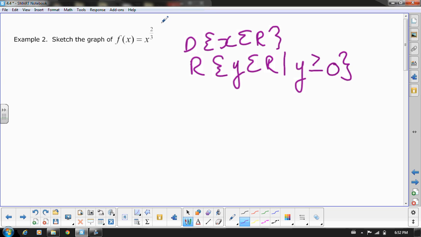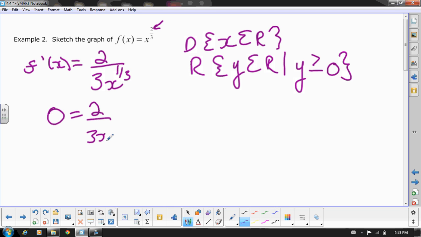This squared right here, that's in that exponent. That's the value that's telling me that it's always going to be positive. Okay, so f prime of x is going to equal 2 over 3 x to the power of 1 over 3. So now all of a sudden there's no zeros. So we have 0 over 2, 3 to the x, 1 over 3. 0 does not equal 2. Okay, so based on that, it looks like there's no critical point.